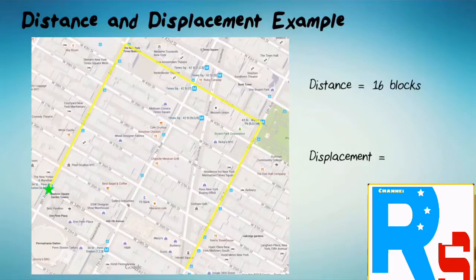But for your displacement, remember, we care about how far you are from where you started, directly in a straight line, and of course the direction, because that's a vector. So at Herald Square, you are 2 blocks away from Penn Station. And this red arrow represents that. So your displacement would be 2 blocks, and of course you are, looking at the map, southeast of where you started. Your displacement would be 2 blocks southeast.